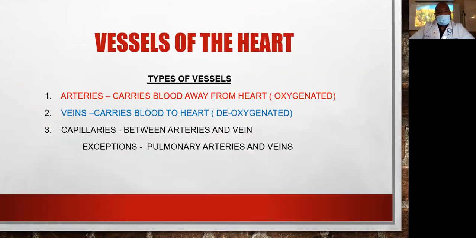We have two types of vessels in the heart. This would be one of your oral questions as well. Arteries are responsible for carrying blood away from the heart, and veins carry blood to the heart, okay? Usually, arteries are always oxygenated except for the pulmonary artery, and usually, veins are deoxygenated except for the pulmonary veins. It's the only exception.